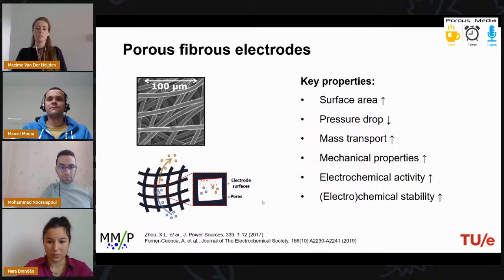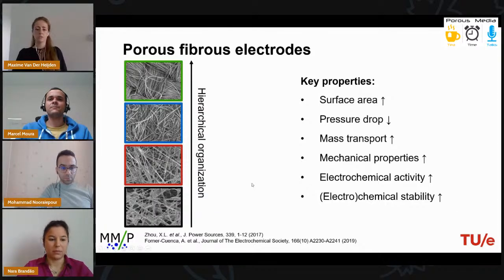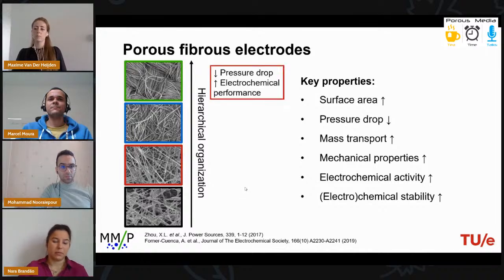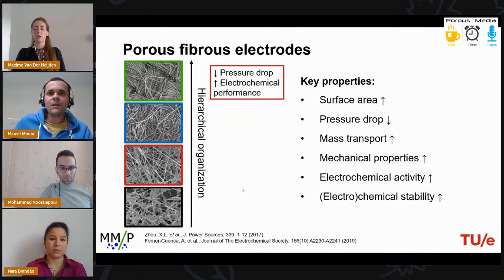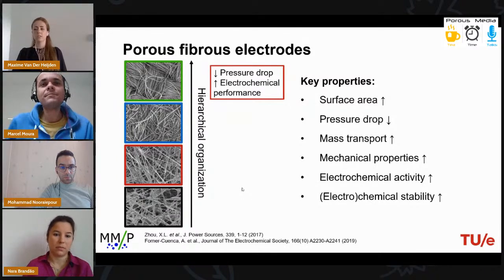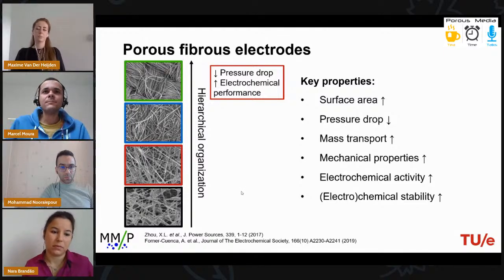Some of the main properties for a good porous electrode are a high surface area, a low pressure drop, and good mass transport through the electrode. However, some of these requirements are contradictory. Previous research on porous electrodes showed the importance of hierarchical organization of the microstructure. It showed that high hierarchical organization strongly improved the performance in terms of power output and pressure drop, which are translated to the overall cost of the system.